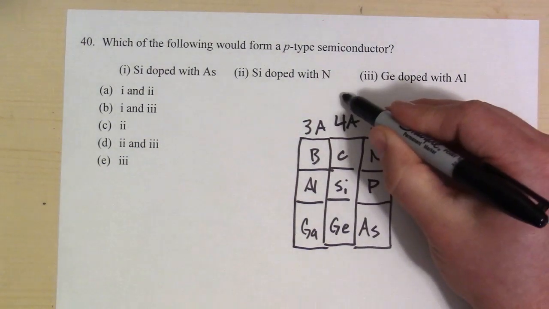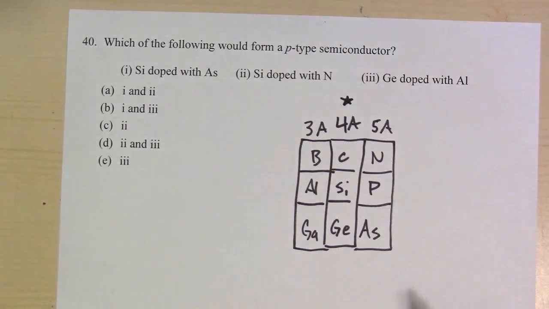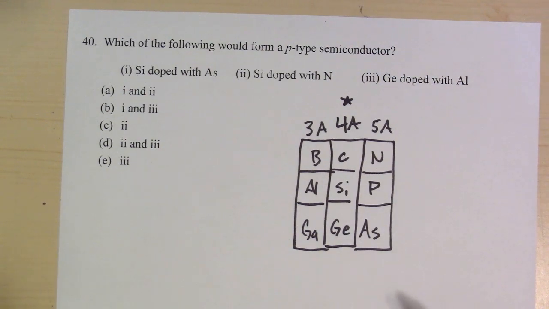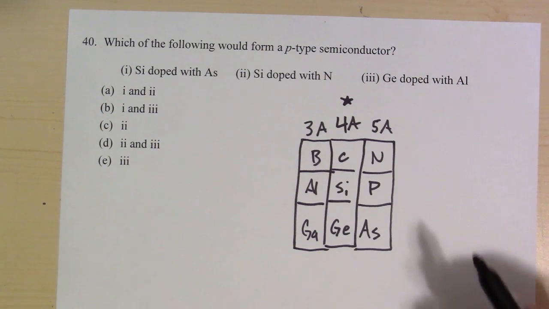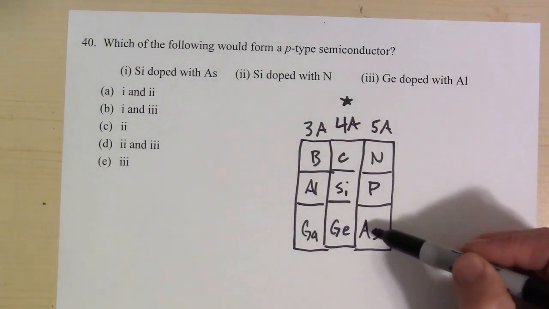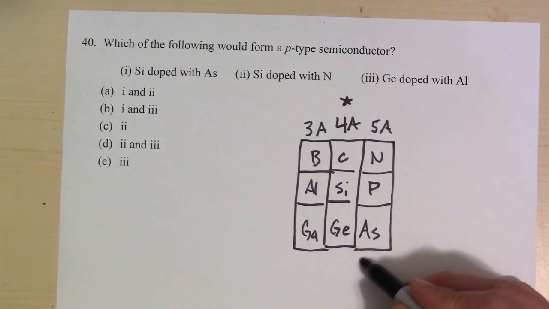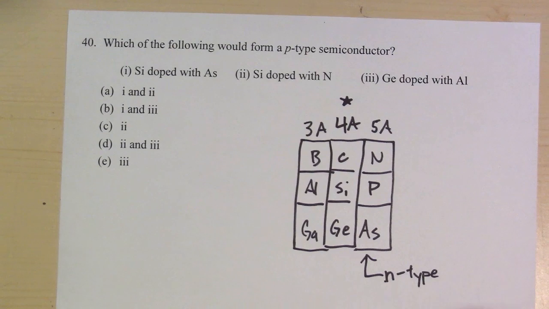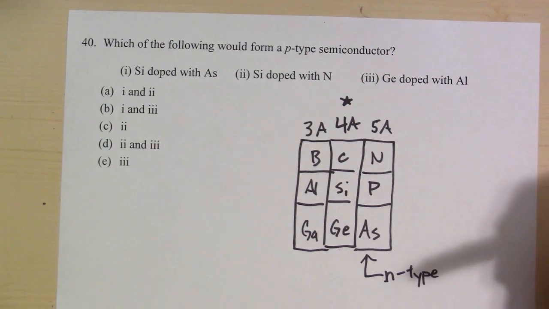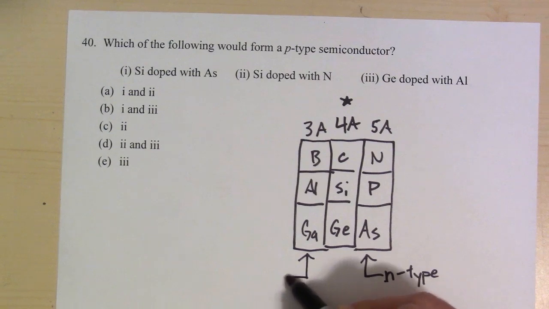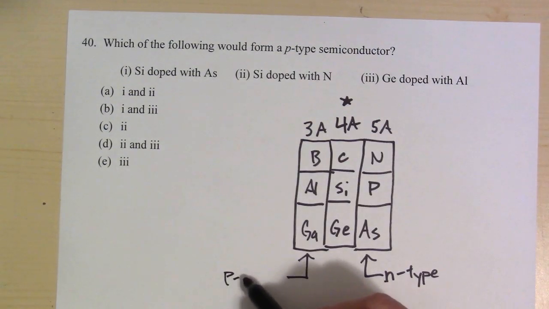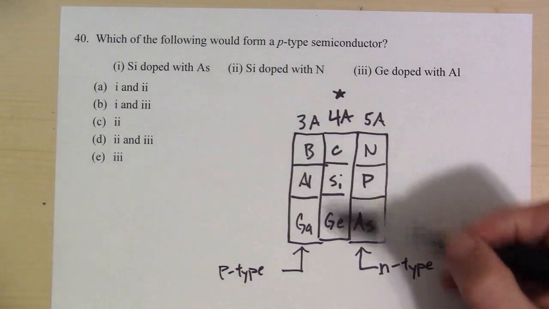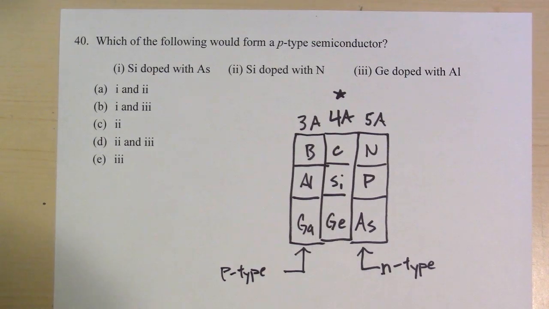So this will always be one component, and then depending upon if your second component is from 3A or from 5A, you'll have an N-type or a P-type. So 5A has more electrons than the 4A. So that will be your N-type, N for negative. These have more electrons, so they're more negative. And 3A will be your P-type. 3A elements have fewer electrons than 4A, so those will be positive relative to the 4A.